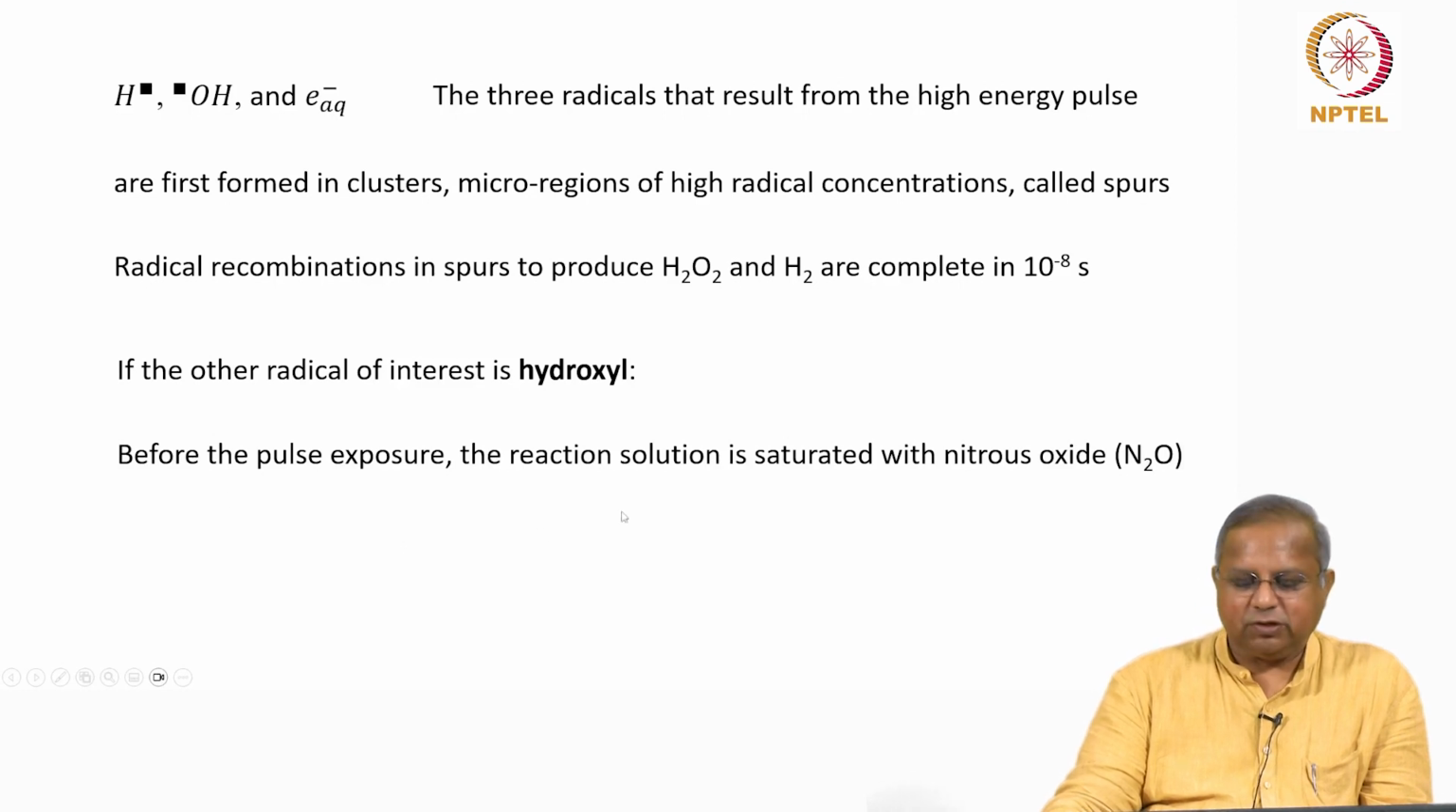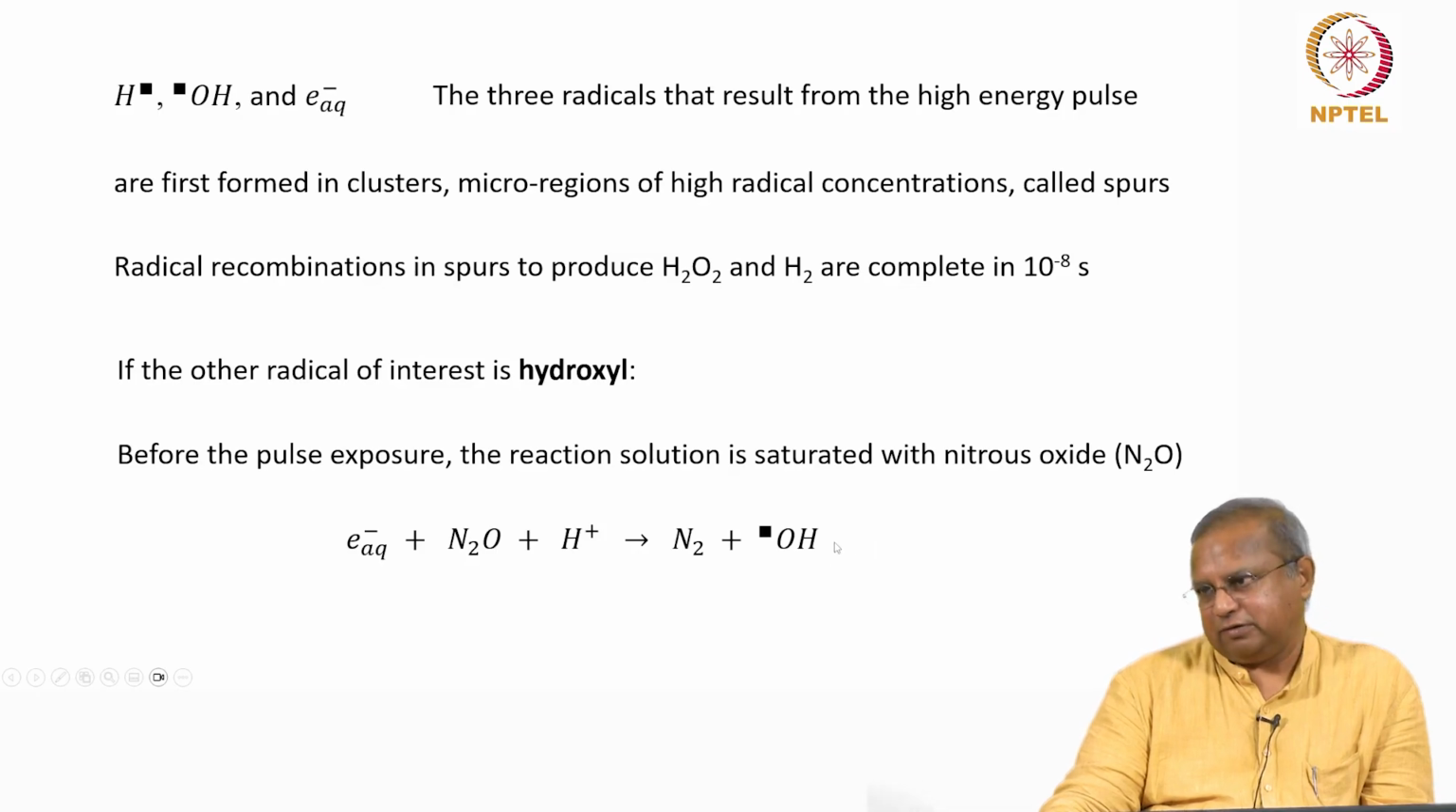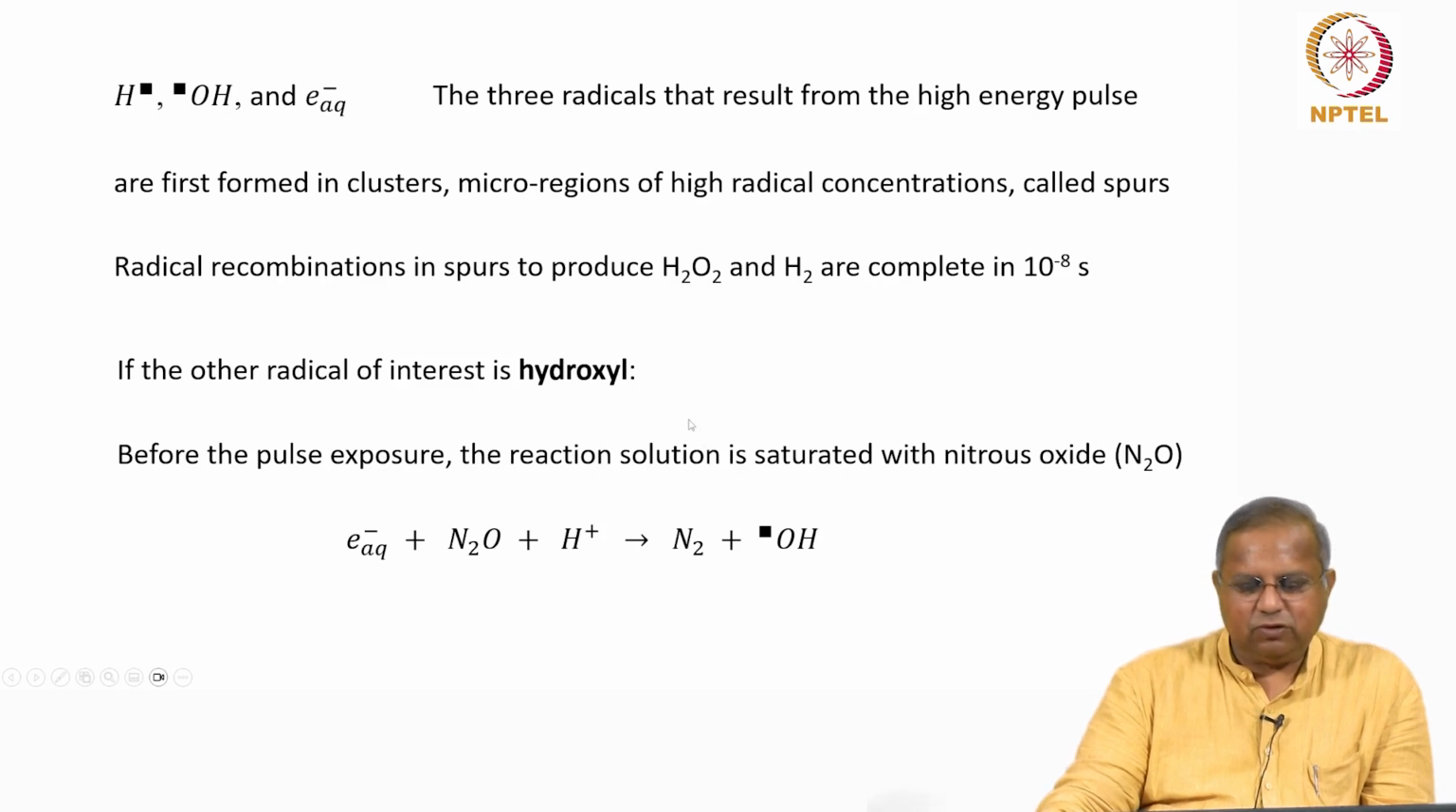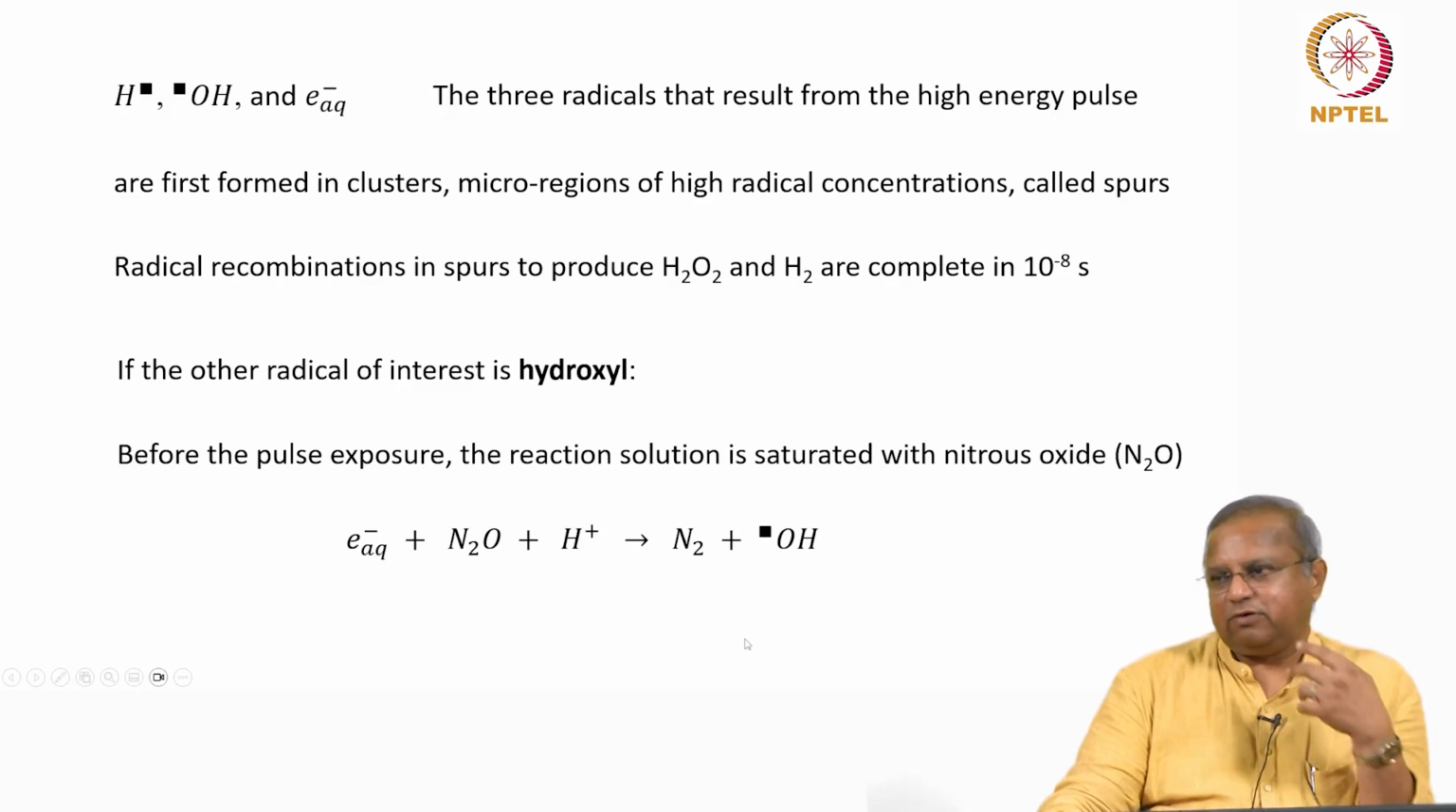So, before the pulse exposure, the reaction solution is saturated with nitrous oxide, N2O. Why is this done? Because this e_aq minus hydrated electron can react with nitrous oxide and give you hydroxyl radicals, right. So, you are forming your hydroxyl radicals from e_aq minus also. H plus you cannot do much, and as long as it does not interfere with your reaction, you are fine. Okay. So, this happens. So, you have in your reaction mixture at times of relevance only A and the hydroxyl radicals, and you can follow the concentrations of both.